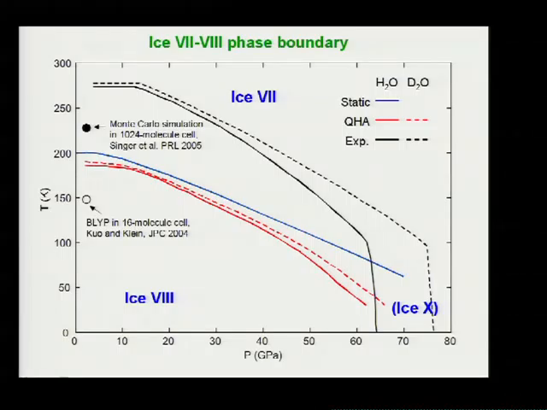Also, in experiment, there is a famous isotope effect. That is, D2O ice has a higher transition temperature than H2O ice, and our calculation reproduces this important isotope effect very naturally.